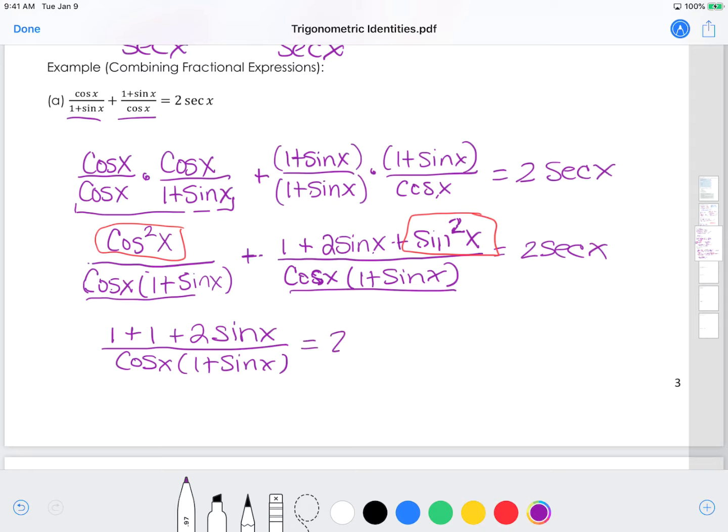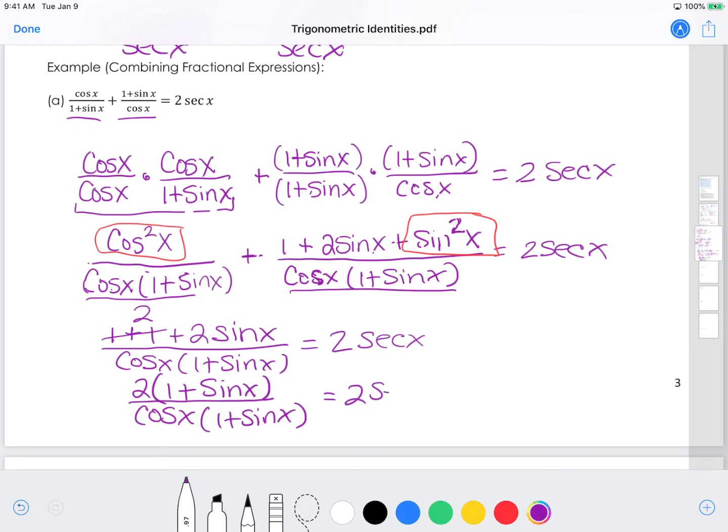And I'm just going to carry down again on the right-hand side 2 secant x. The 1 and the 1, I can make that a 2. And if I factor out a 2 in the numerator, I have 1 plus sine x left over inside of the parentheses, and then in the denominator I have cosine x times 1 plus sine x. And that's all equal to 2 secant x. Now I can get rid of the 1 plus sine x on the top and the bottom.